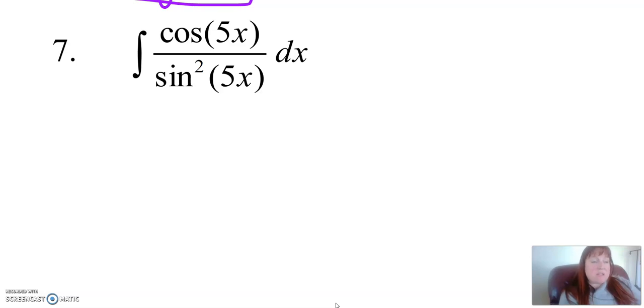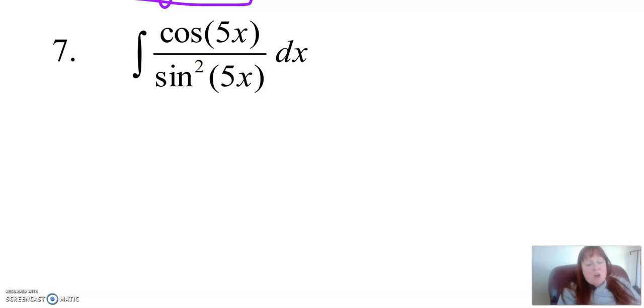I do see a function and its derivative, but I see two different functions. Like I see cosine and its derivative sine, and then I see sine and its derivative cosine. So how do I know which one to pick? Well, I'll tell you, at first I didn't know which one to pick. At first I was looking at it like, do I pick sine or cosine?